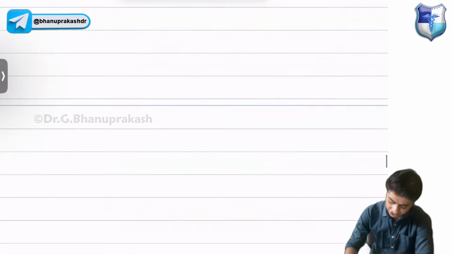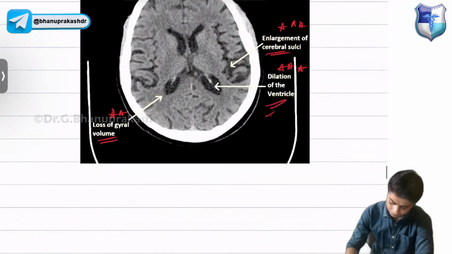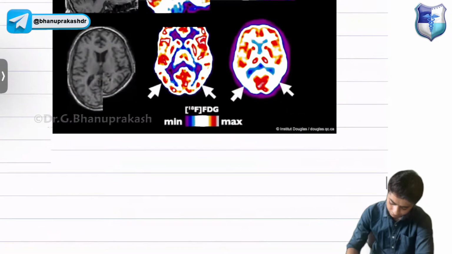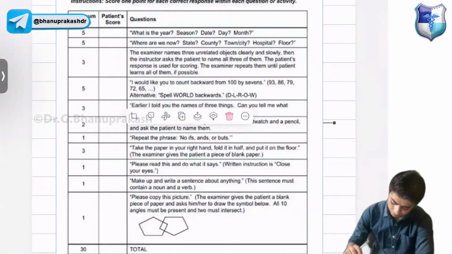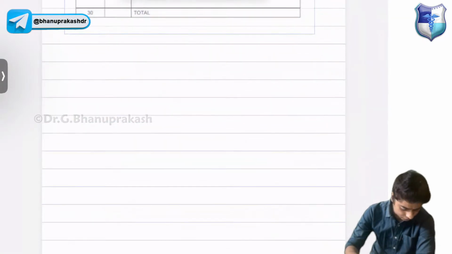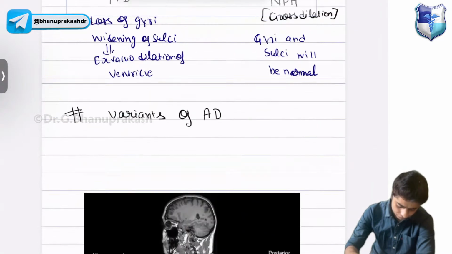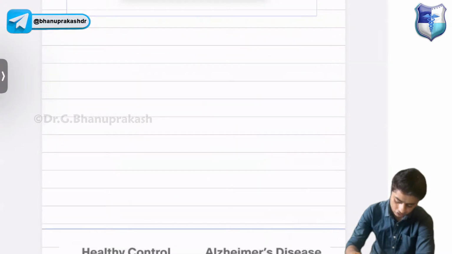So in investigation, yeah, Calvin, in later stage of disease, this also.